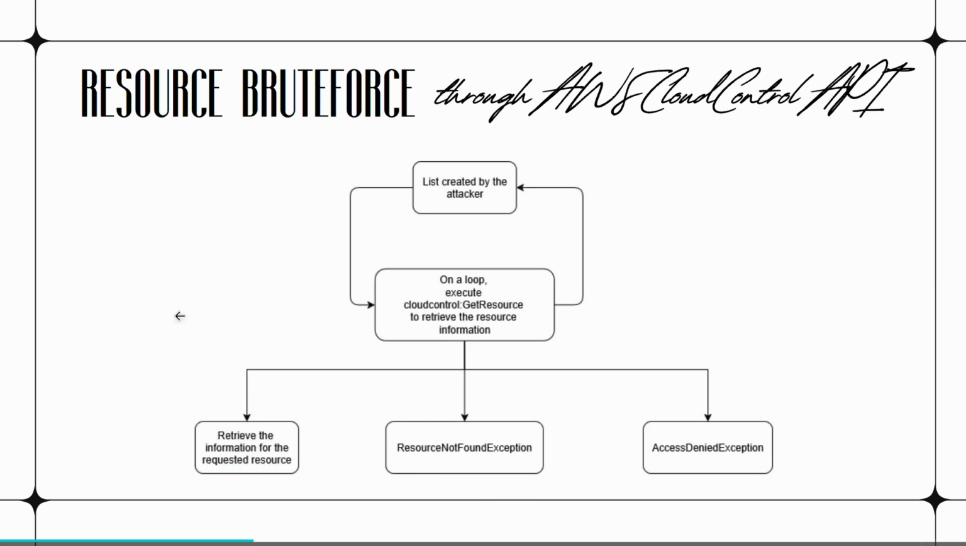Access denied means we are not allowed to, at which point we can just skip the call, or the whole attack, because it will be very noisy. We can get a resource not found, which means that resource does not exist, so we continue to fuzz, or we can just retrieve information, which is what we wanted.